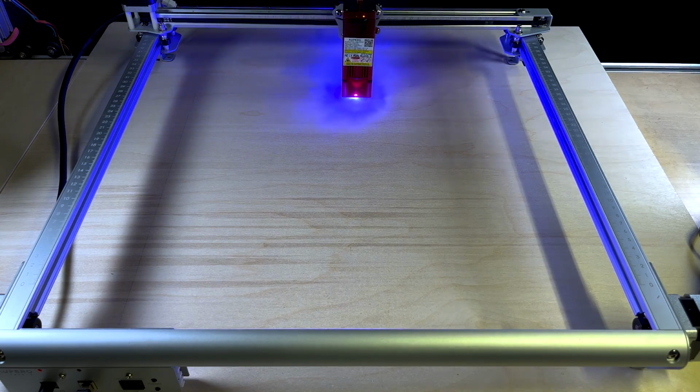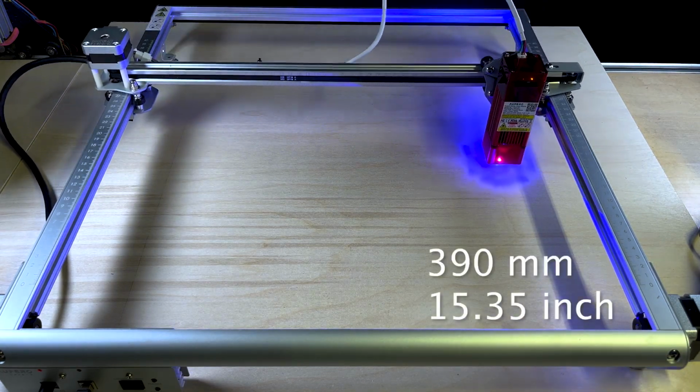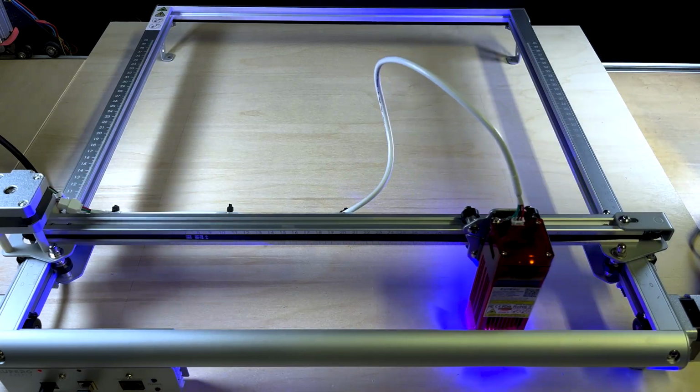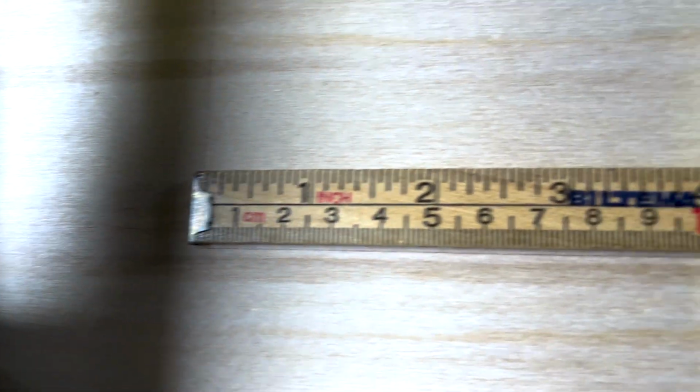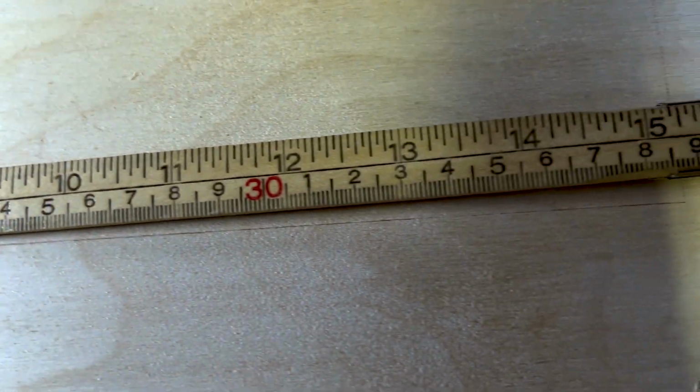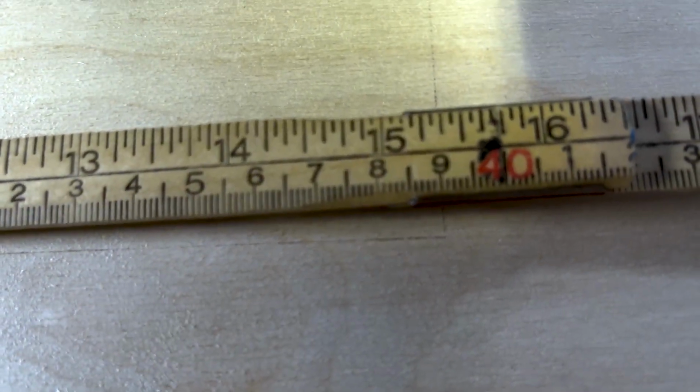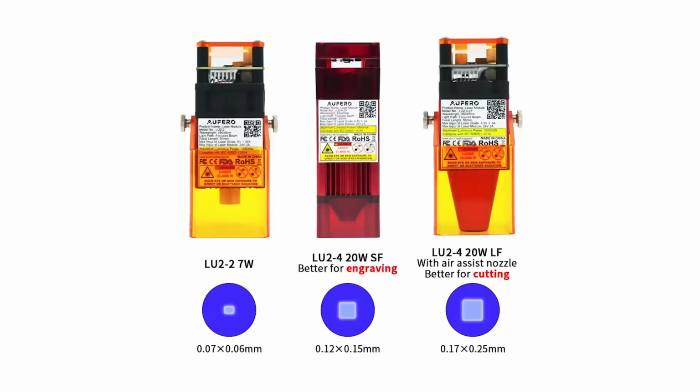The laser has a large working area of 390 by 390 millimeters. We tested it to make sure it was correct, and this, of course, being an Ortur machine, the true working area is actually 390 by 390 millimeters. Ortur is one of the brands we trust when it comes to lasers. The large work area, as well as the option to choose the laser you need, makes Aufero 2 the perfect machine for both beginners and experienced laser users.